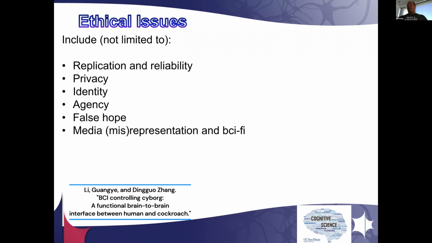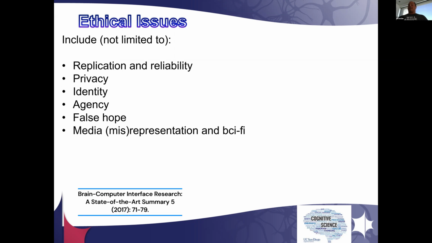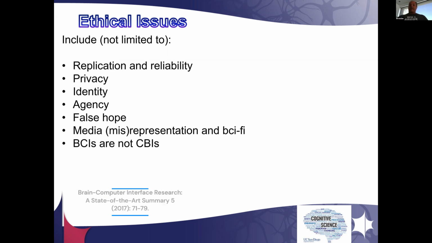Bi-Fi is just my term for brain-computer interface science fiction. If you think of examples of this in science fiction, they're almost universally negative, and BCIs are greatly overpowered relative to what they can do. So a BCI reads from the brain, not writes to it. Writing to a brain is a CBI.